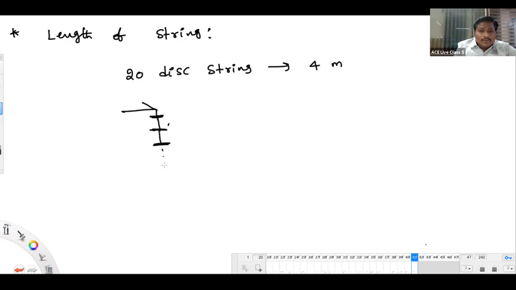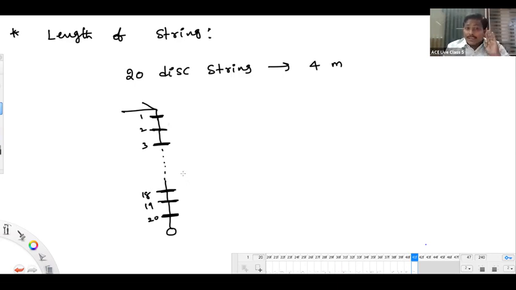Just look, showing here. So this is a conductor. How many discs do we have in total? 20 discs we have. Just observe: 1, 2, 3... it is 20, it is 19, it is 18, like that. Simple question. The length is 4 meters.